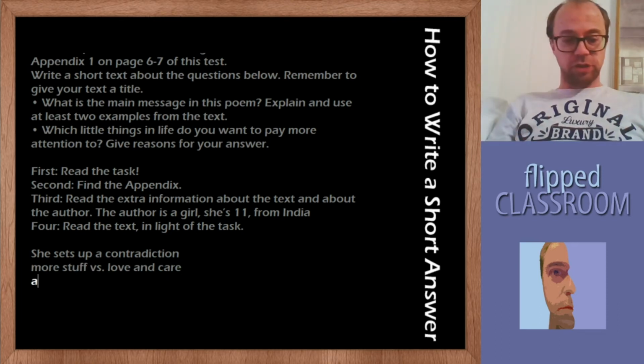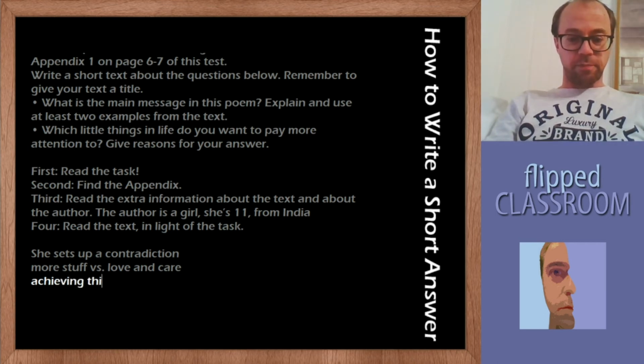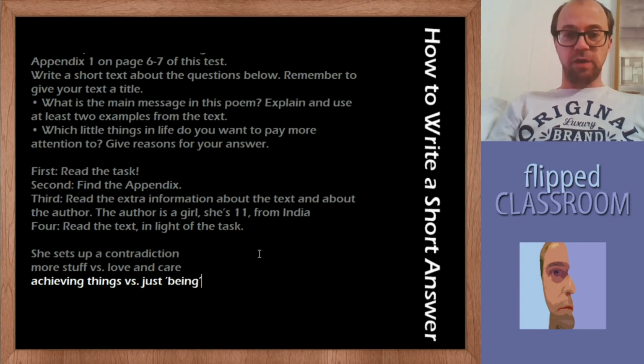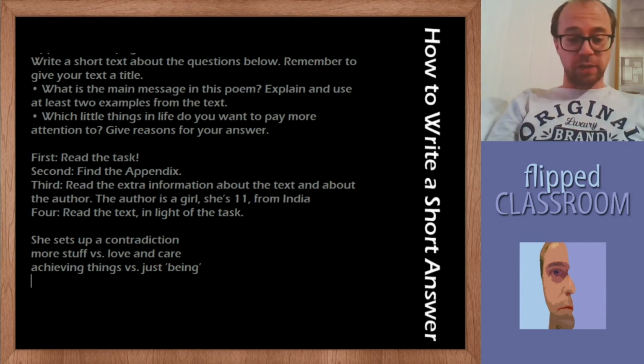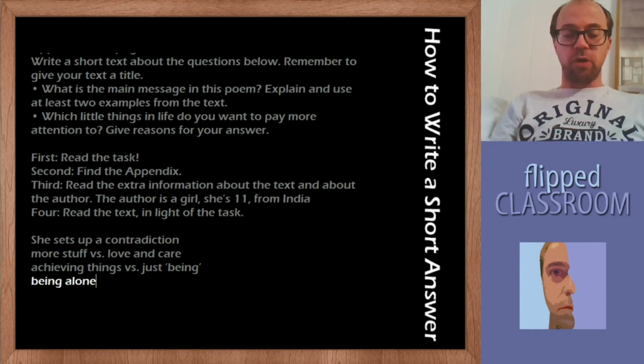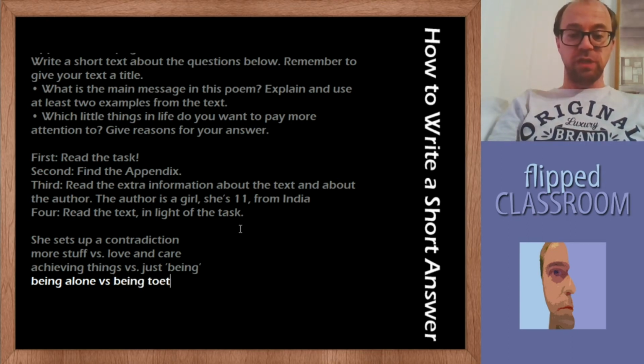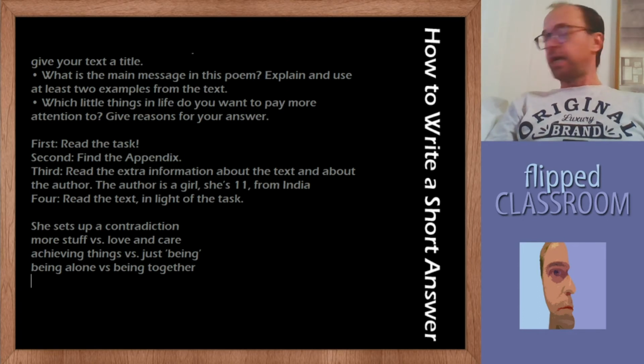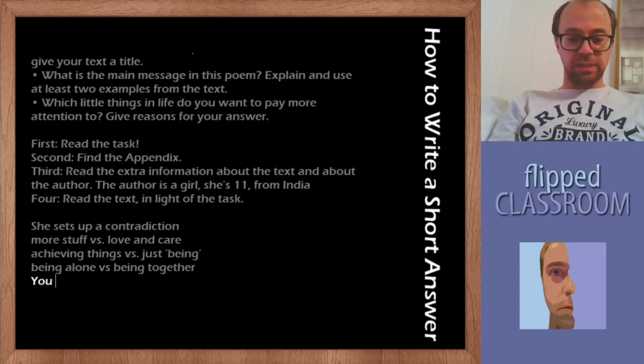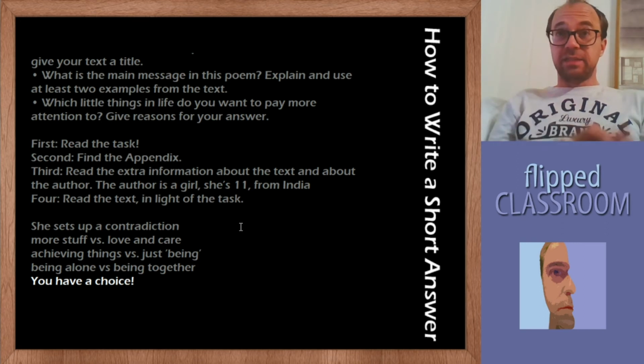She also talks about achieving things, striving for things, versus just being. That's also something she mentions in the text. Thirdly, she talks about being alone, doing things your own way without others, without your friends, so being alone versus being together, being part of a community. That is also part of the theme of this text. And finally, towards the end, she says that we all have a choice.